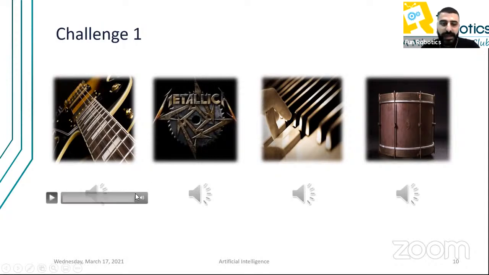So let's hear the first recording right now. I believe this is an electric guitar.